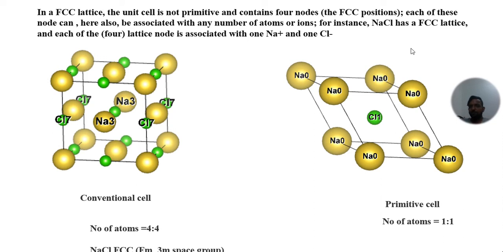See, it is now a basis. This primitive unit cell has sodium at the corners, which is true. Now this is actually a basis. This completes the basis. Primitive means it is at the corner, and this Cl minus is the basis.